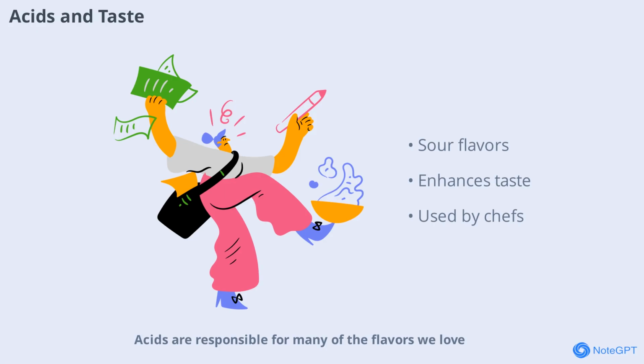Acids are responsible for many of the flavors we love. The sourness of citrus fruits, the tang of yogurt, and the sharpness of vinegar all come from acids.